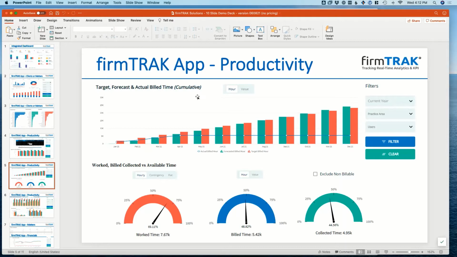Again, we're taking a look at the total firm, but by looking at the current year, the practice area, and the user, you can get very granular on the information sought from a practice group or any individual user.